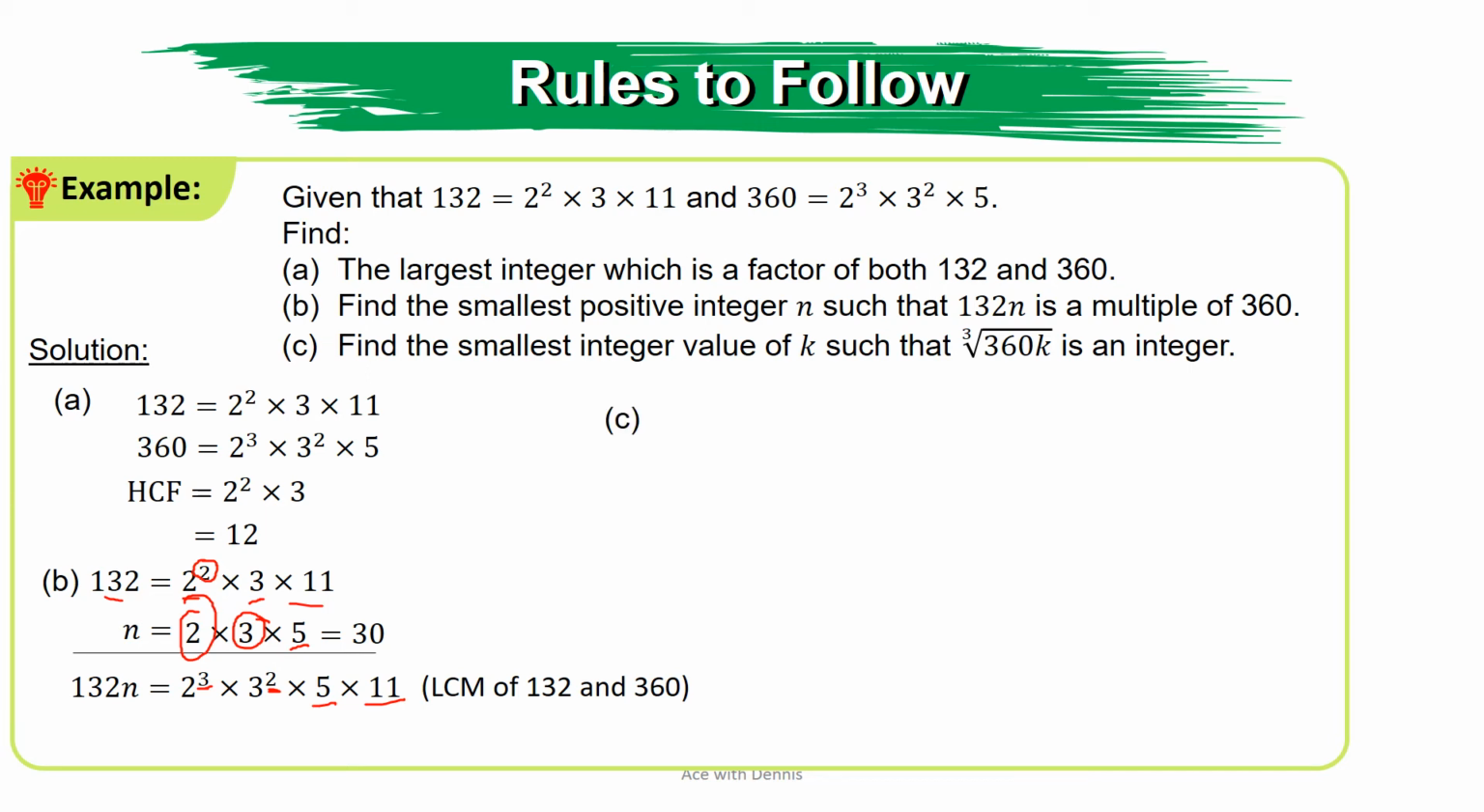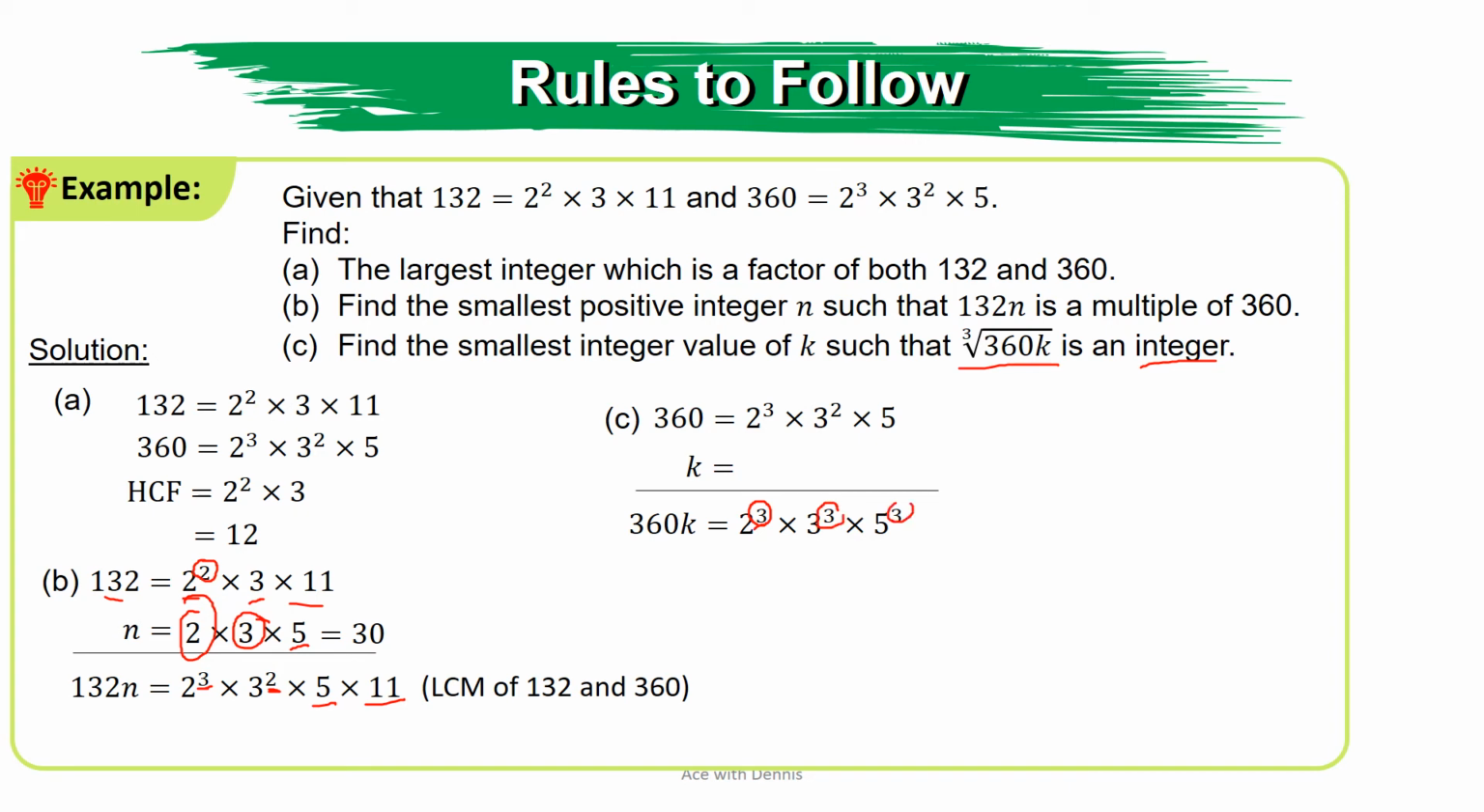For C, given 360 equals 2 cube times 3 square times 5, multiplied by k, we get 360k, and it needs to be a perfect cube so that when we cube root it, we can get an integer. So for 360k, the powers must be divisible by 3.